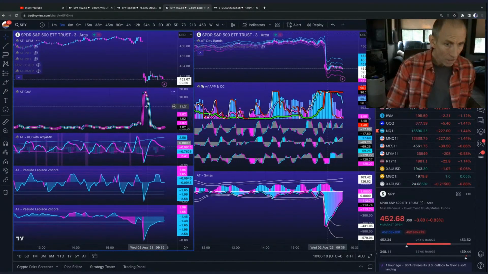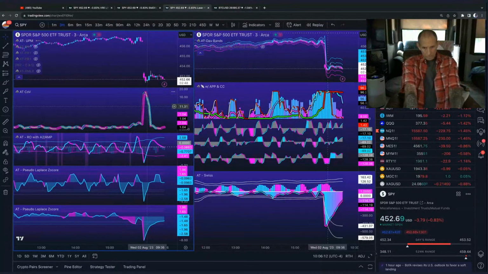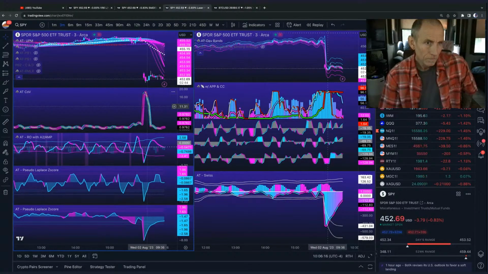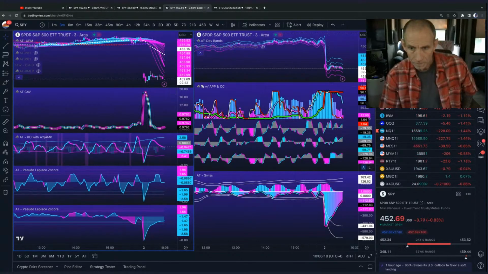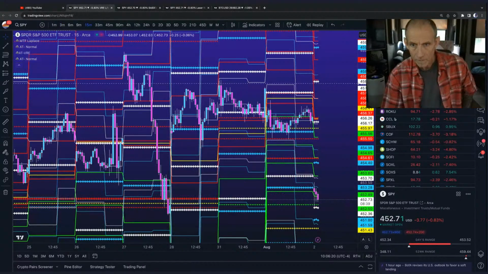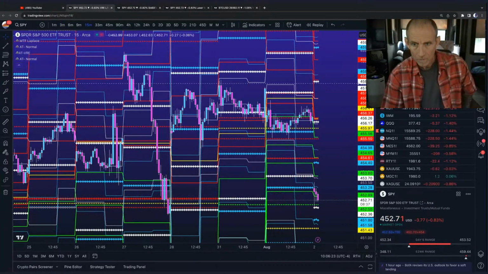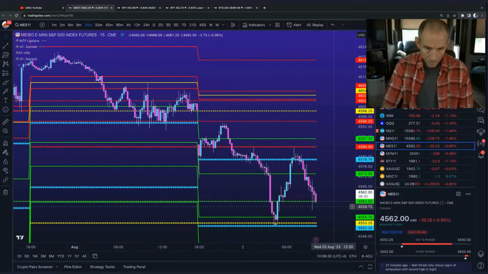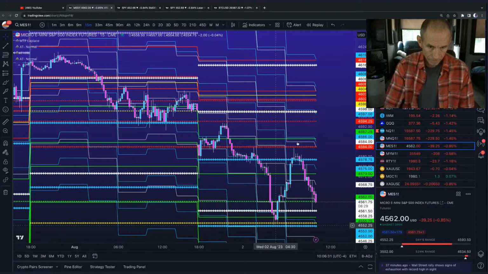If you looked at those minis, man, they did a perfect tag last night, overnight, of the middle of the monthly, almost to the T. And then bounced from there all the way back, perfectly to the top of the monthly. Boom, look at that. Right to it. That's insane.